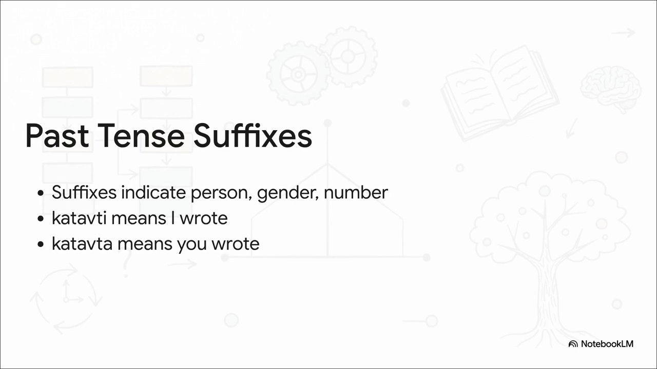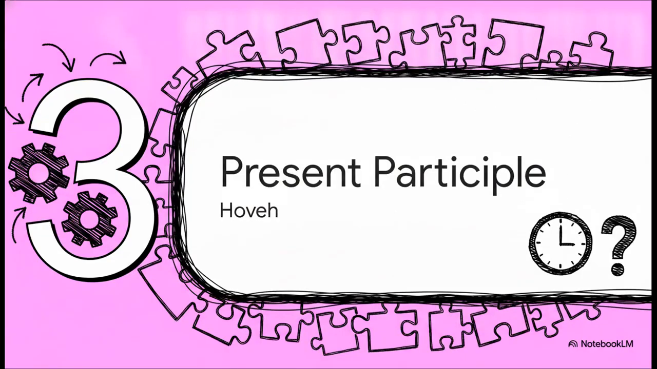You see? You aren't learning entirely new, totally different words. You're just memorizing a few standard snap-on suffixes, attaching them to your 3-letter root, and boom, you have instantly built the past tense. Moving right along to part 3, the present as a participle.